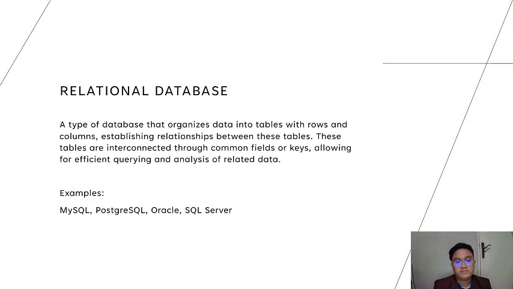A relational database is a type of database that organizes data into tables with rows and columns, establishing relationships between these tables. These tables are also interconnected through common fields or keys, allowing for efficient querying and analysis of related data. Some examples of relational databases are MySQL, PostgreSQL, Oracle, or SQL Server.